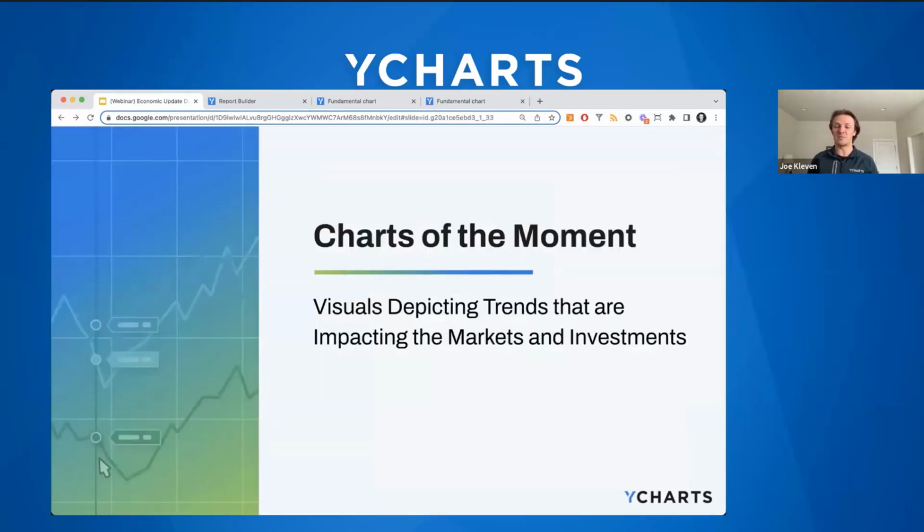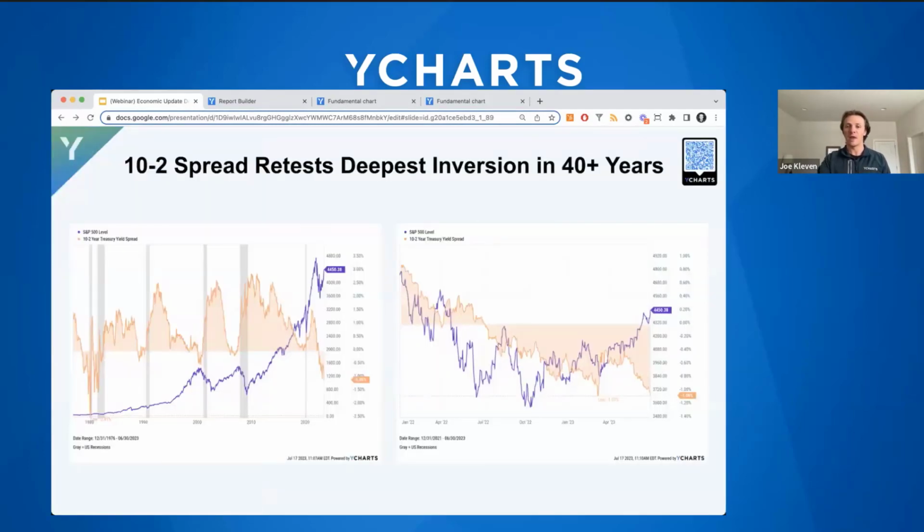And living in the moment, speaking of which, it's time to move on to our last segment here, and oftentimes our most crowd-pleasing one, our charts of the moment. We have 5 visuals here that depict trends most impacting the markets and investments. So first off, revisiting an often visited topic by advisors and investors alike is that 10-2 spread retesting its deepest inversion in over 4 decades.